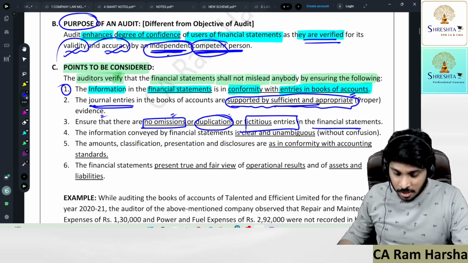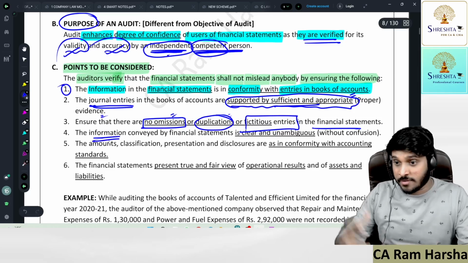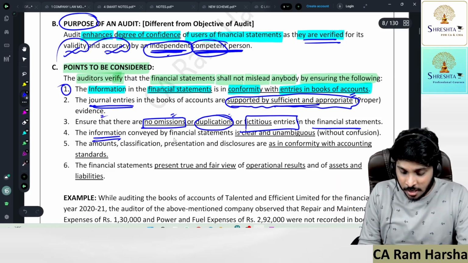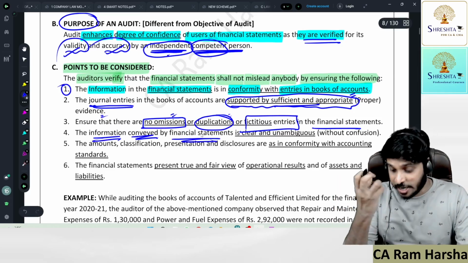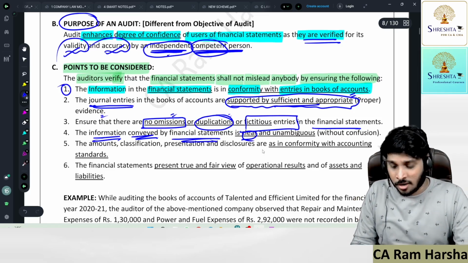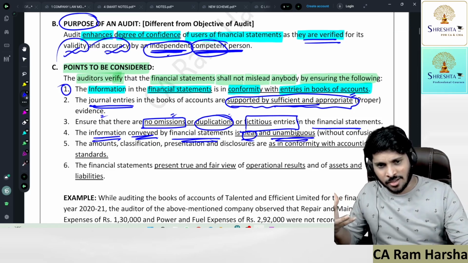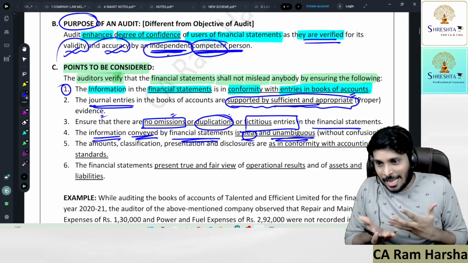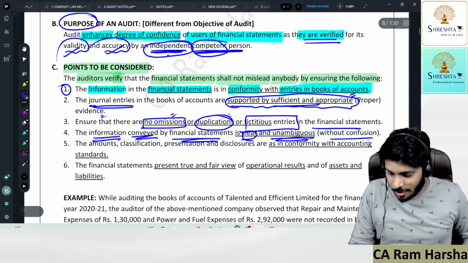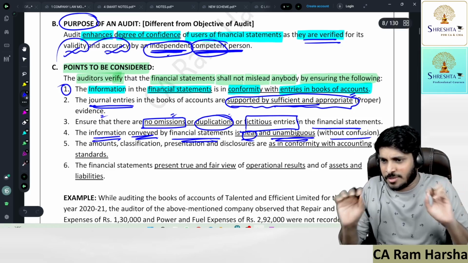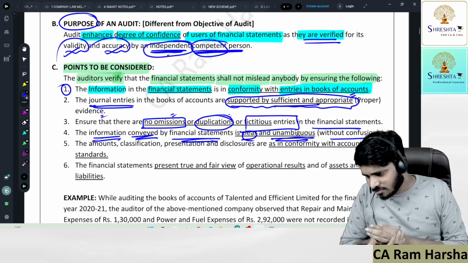Not only that, whatever information financial statements contain, it must be clear, it must be unambiguous, something similar to the Sprite ad. Be clear, without any sort of ambiguity. That actually is the Sprite ad. So financial statements must convey whatever information they are conveying in a clear manner.